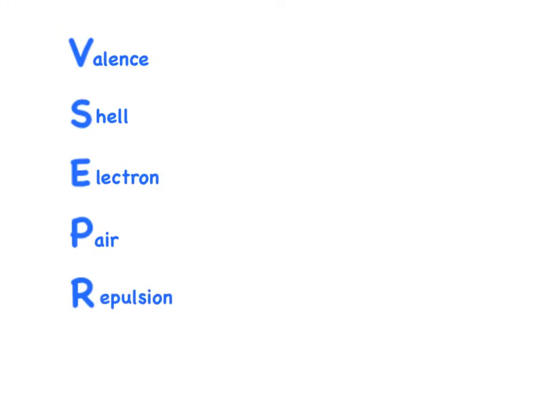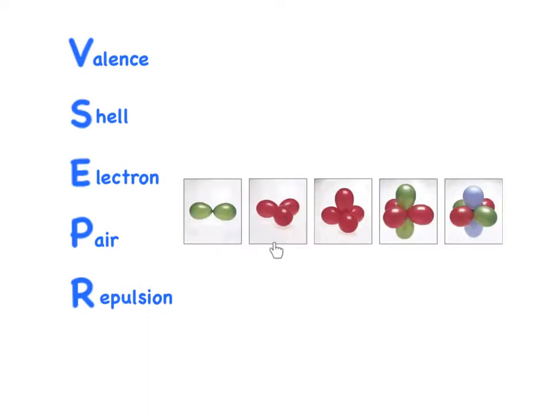And the VSEPR model states that electron pairs surrounding an atom are going to tend to repel each other. And so we'll adopt an arrangement that minimizes that repulsion, kind of like these balloons. In each case, they try to arrange themselves so that they get out of each other's way. It's the same thing with pairs of electrons on an atom. Let's take a look at how all that works.